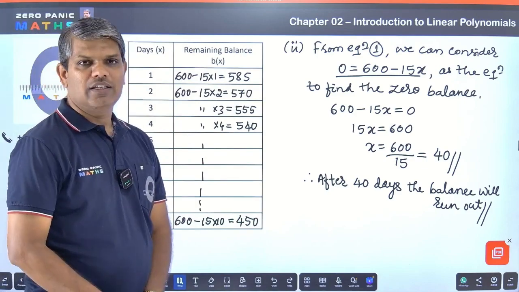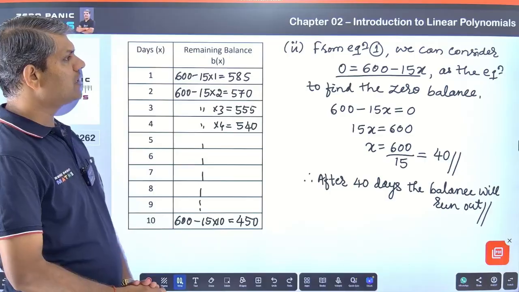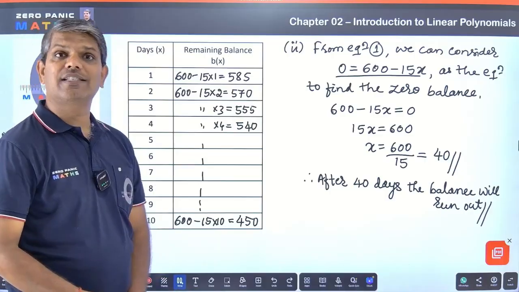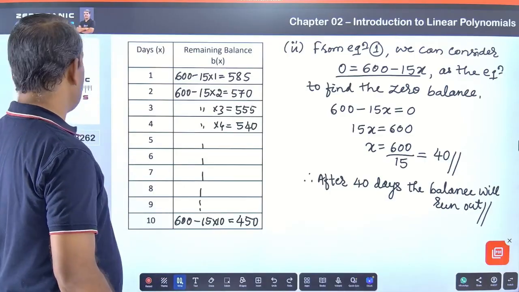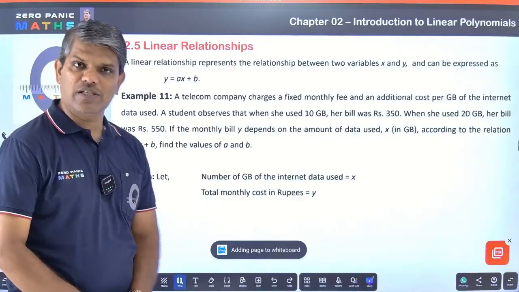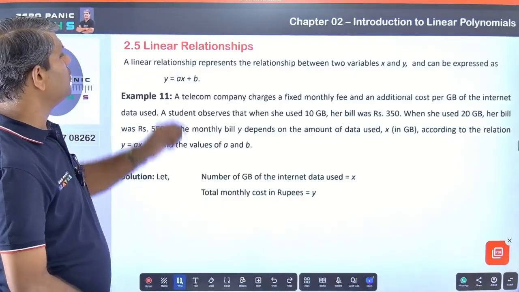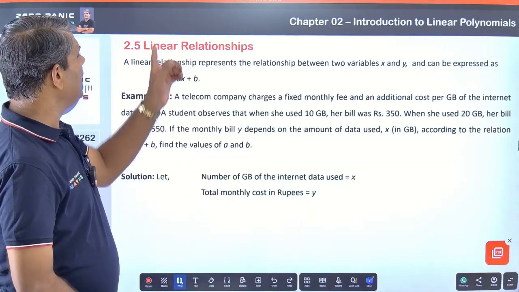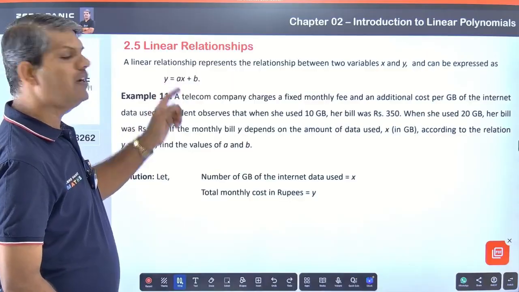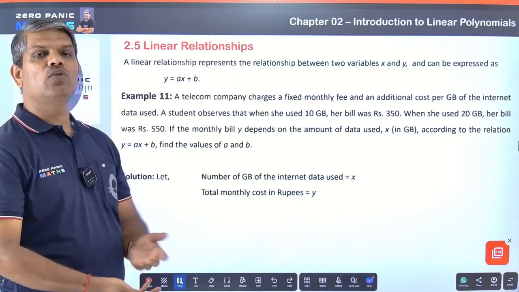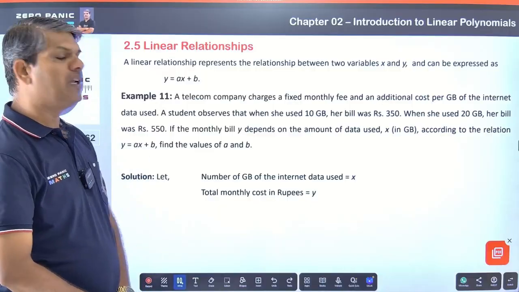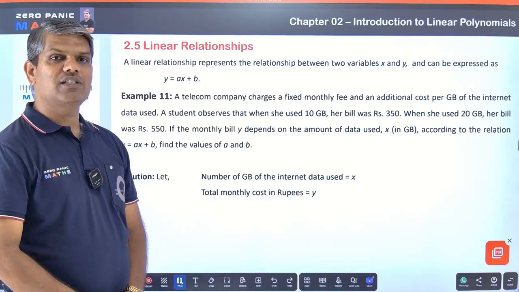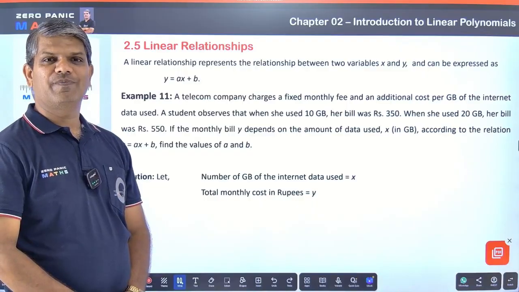Understood this? So now this completes exercise set 2.4. I think we have a different concept as 2.5, that is finding a linear relationship between x and y. Let us continue on this concept and the problems related to it in the next session. Okay, thank you.